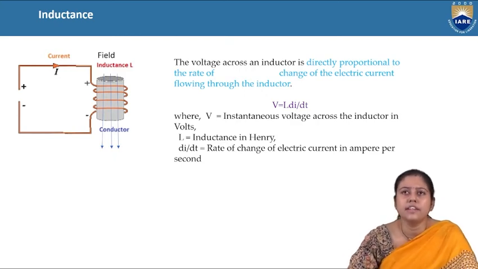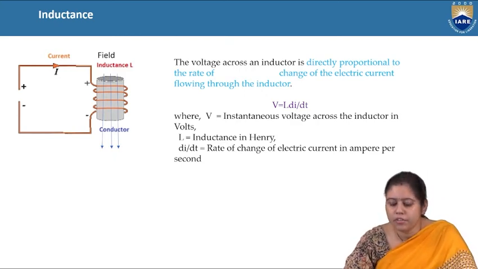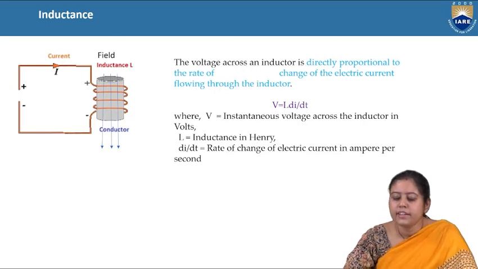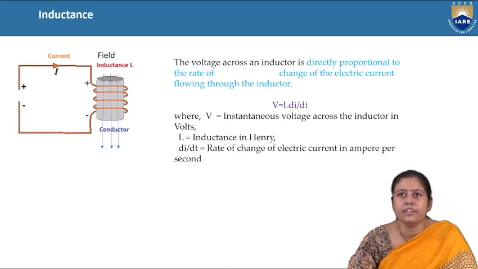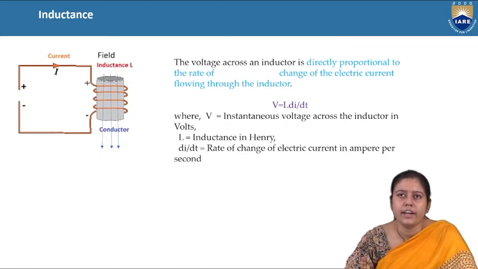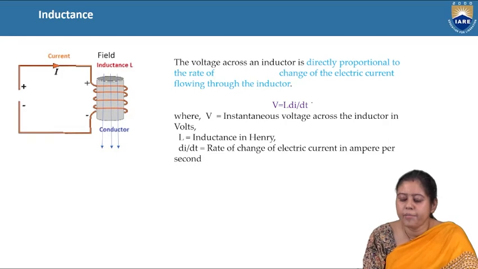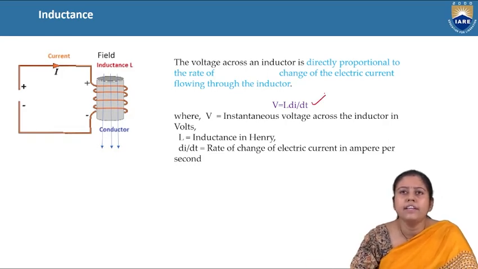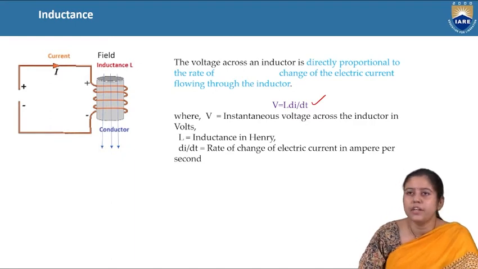What is inductance? We already know that the inductance is directly proportional to the rate of change of electric current flowing through the inductor, and we can write V is equal to L di by dt, where V is the instantaneous voltage. L is the inductance, its unit is Henry, and di/dt is the rate of change of current, and its unit is ampere per second.